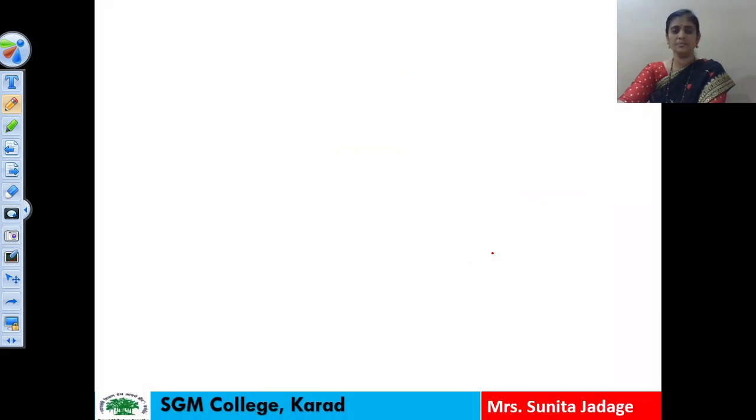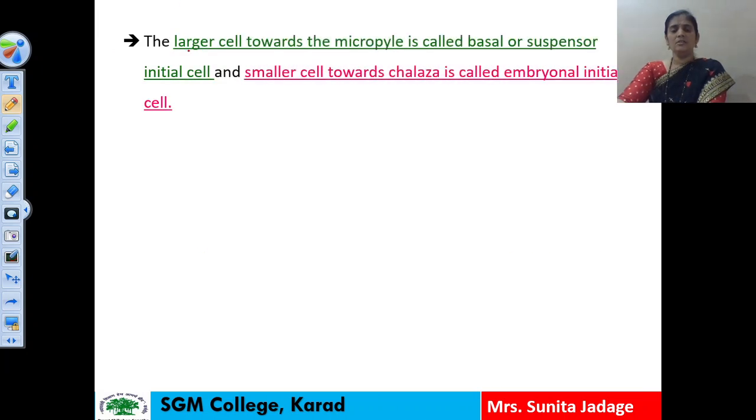How is it taking place? That we have to see here. From this proembryo, the larger cell which is present towards the micropyle is called the basal or suspensor initial cell, as we have just seen in the diagram, and the smaller cell which is present towards the chalaza is known as the embryonal initial cell. Means what? The larger micropylar cell, the basal or suspensor initial cell, takes part in the formation of the suspensor, and the smaller chalazal cell, the embryonal initial cell, forms the embryo.